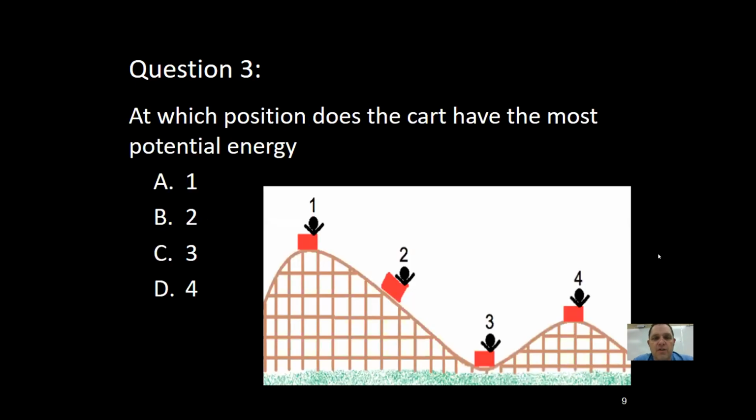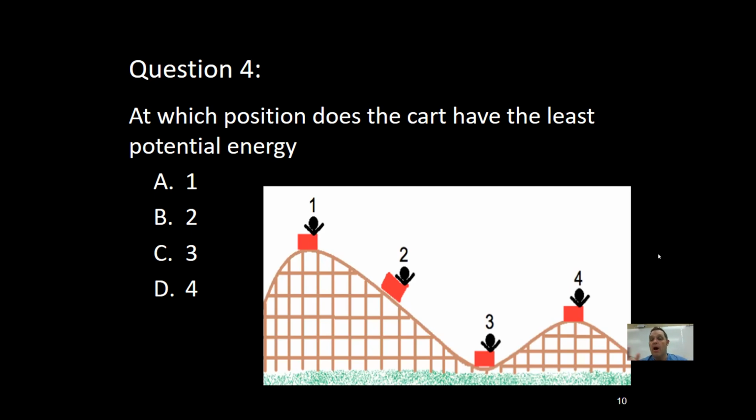At which position does a card have most potential energy? Now, when looking at this question, I think a lot of us could say right away, but remember, potential energy depends on mass and height. And in this picture, all those people are the same. So they have the same mass, so we don't have to worry about that. So we're just thinking about height. So which one has the highest? Yep, you got it, number 1, or A.